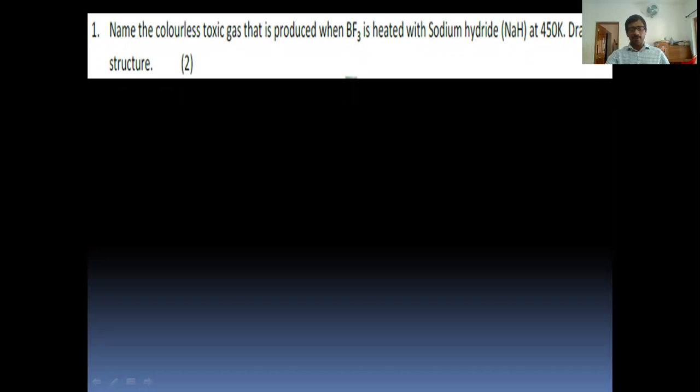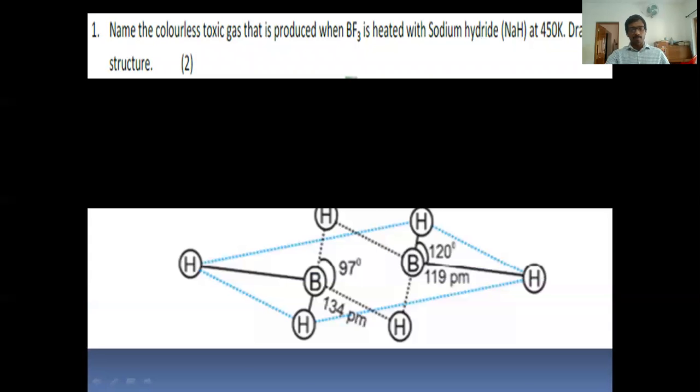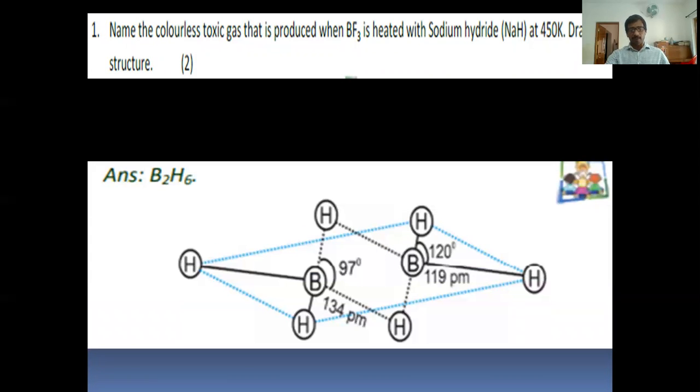And its structure is very important because of 3 center 2 electron bonds. It is the structure of B2H6. You have to draw it 3 or 4 times and study it well. This is the structure of B2H6. You can see 4 terminal B-H bonds. These are ordinary bonds. And these two bonds are bridge bonds.